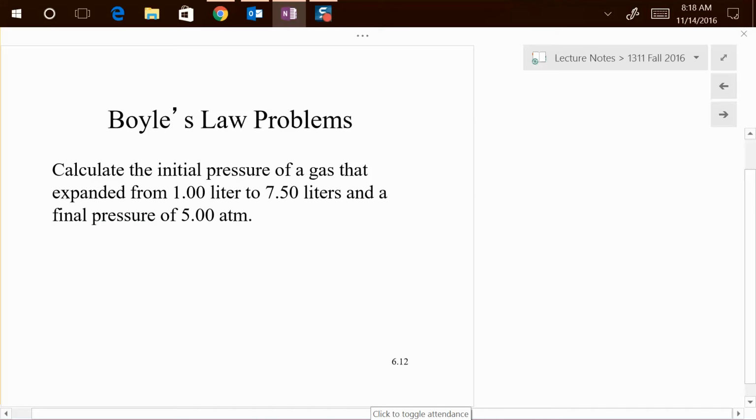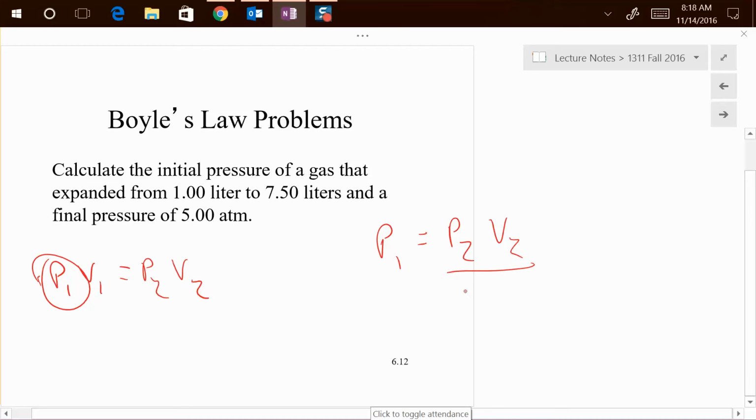Here's a practice problem. Calculate the initial pressure of a gas that expands from 1 liter to 7.5 liters and has a final pressure of 5 atmospheres. So we have P1 V1 equals P2 V2. What am I solving for? The initial pressure, P1. So P1 equals P2 V2 divided by V1. This is the equation I want to use. I recommend that you solve for the variable first and then put your numbers in, instead of putting all your numbers in and then trying to solve for it.